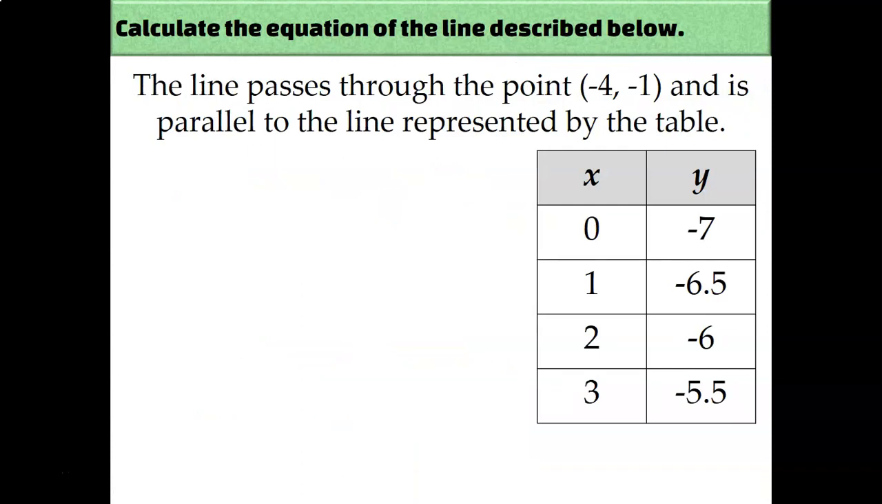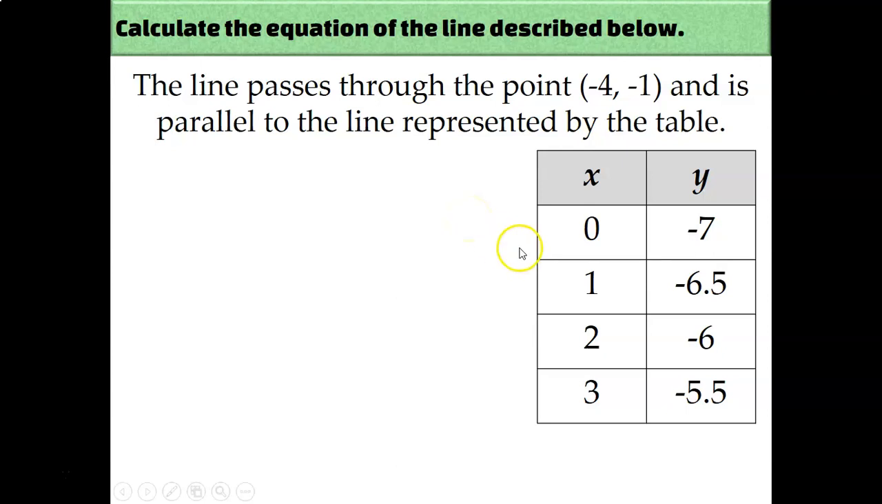And finally, we're going to use a table to help us calculate the equation of our line. Our line is going to be parallel to the line that's represented by this table, and it's going to pass through the points -4 and -1. So again, the first thing I need to calculate is the slope. And keep in mind that when you're given a table to represent a line, you're actually given too much information. You only need 2 points in order to calculate the slope of a line. So you can pick any 2 points that you want to from this table.